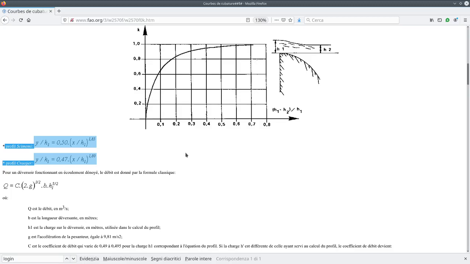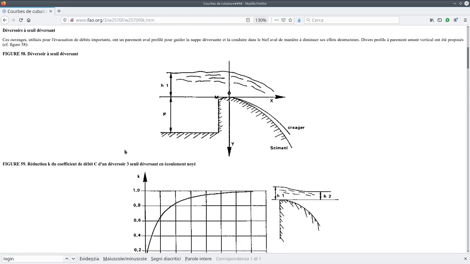I'm used to see C-R-E-A-G-E-R. Anyway, you see that the two profiles are very similar. There is a small difference in the coefficients. And here it is explained in which conditions they were derived. And also it is explained what is the meaning of the symbols, but it's very clear. Basically, it's an analytical relationship that gives you this kind of shape. And you see the difference here between the two profiles.